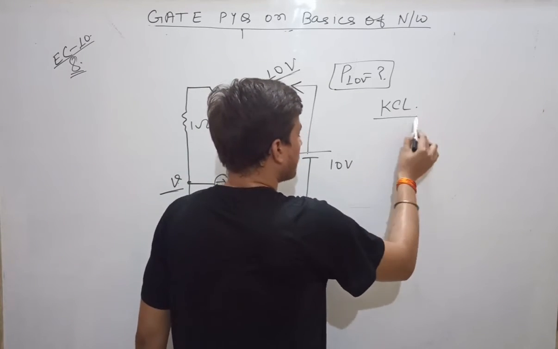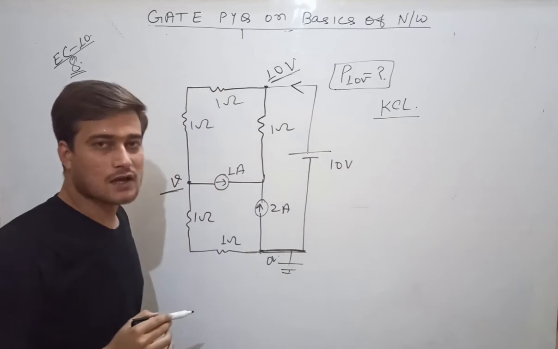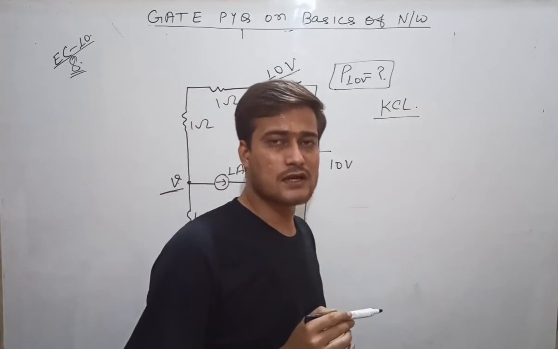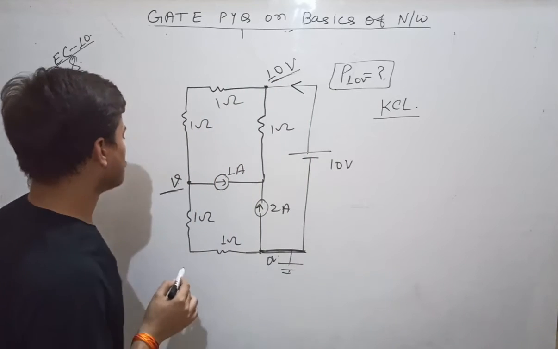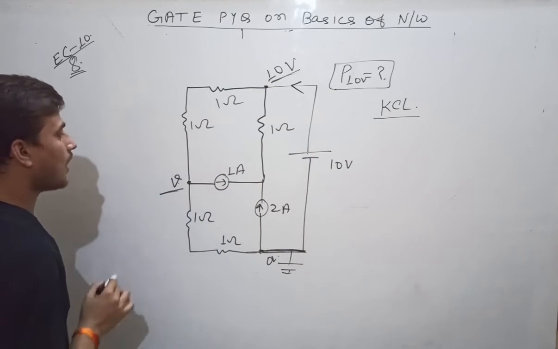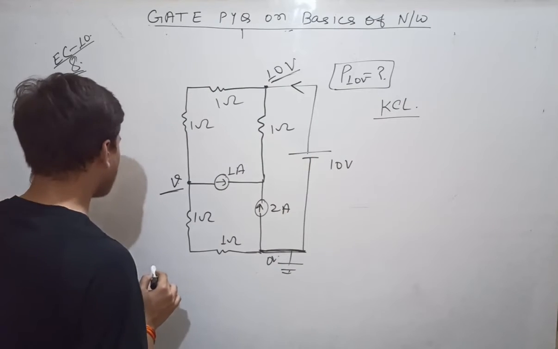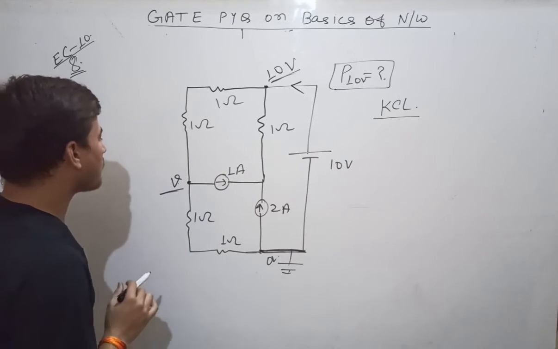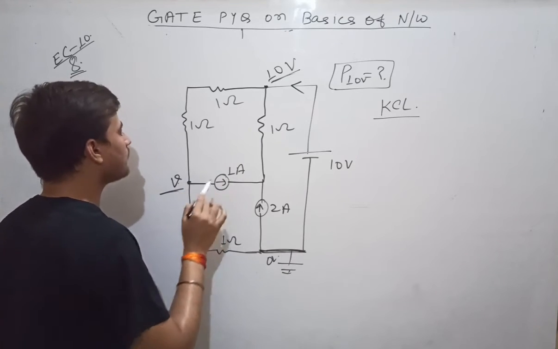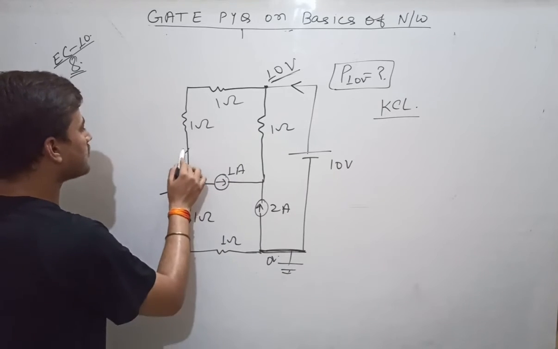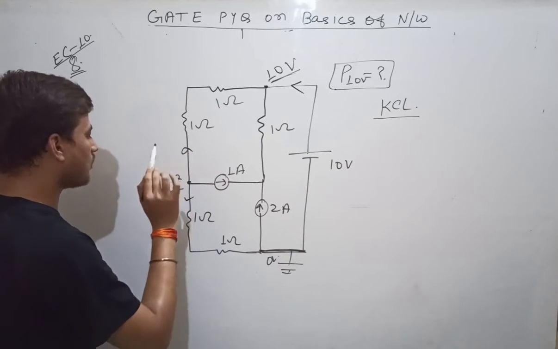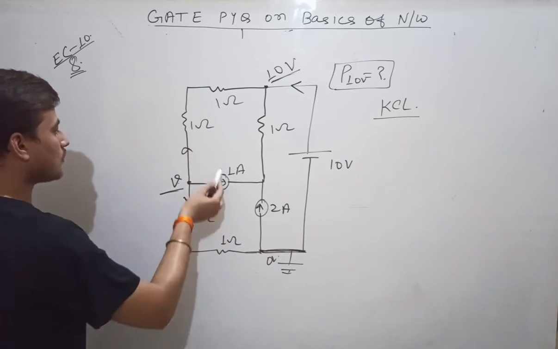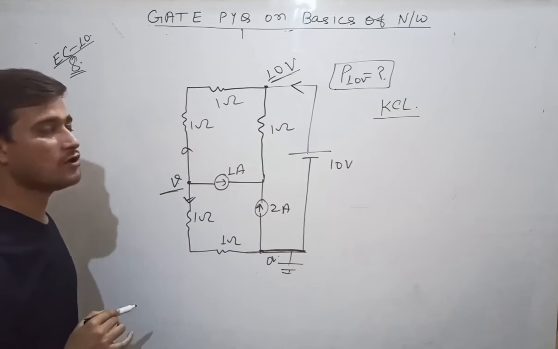And remember one thing, in 90% of the circuits KCL will be applied and only 10% of the circuits KVL will be applied. So you have to apply Kirchhoff's current law at this node. To apply Kirchhoff's current law, there are 3 branches. So let us assume the current is coming out from this one, current is coming out from this one, and current is already coming out from this one. So the sum of all these 3 currents will be equal to 0.